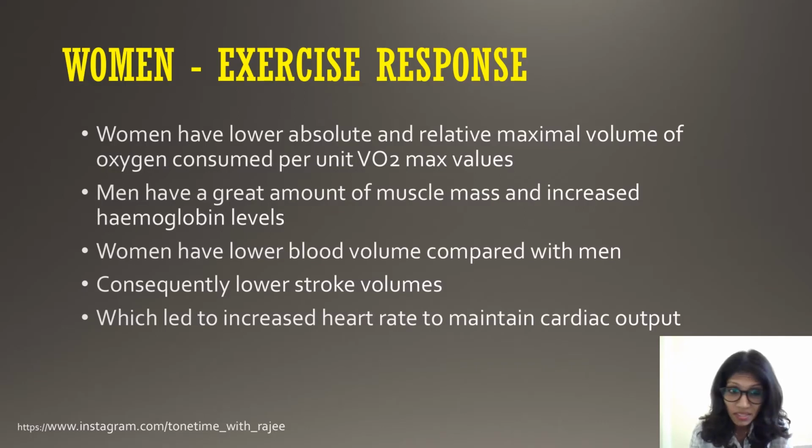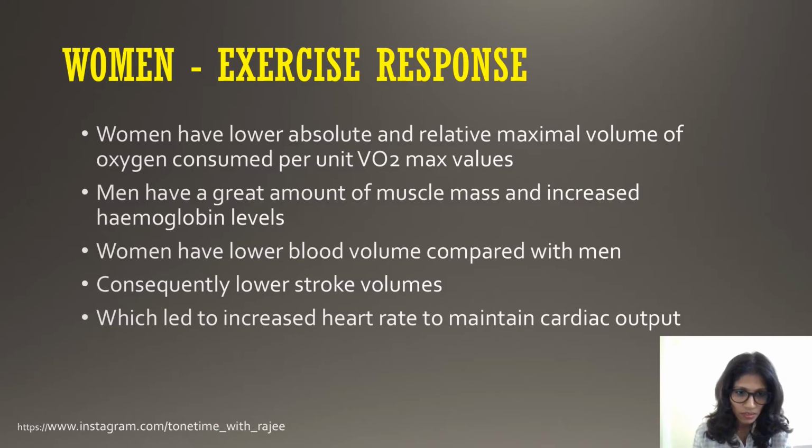And so what happens consequently, it lowers stroke volume, which leads to increased heart rate to maintain cardiac output. So this is all the physiological difference of women. The major point in this slide is the amount of muscle mass and hemoglobin level. Due to these, the muscle mass is less and hemoglobin level is less. So when women do exercise, their stroke volume is lower, and that leads to increased heart rate. So these are the generalized physiological differences when women do exercise.